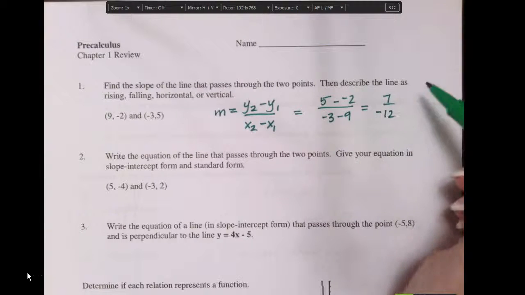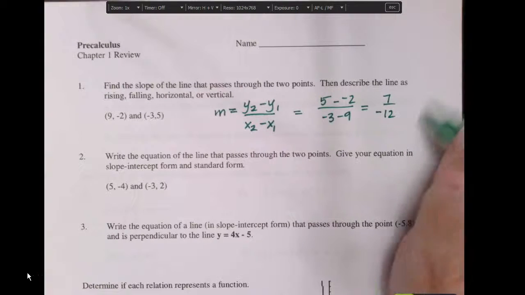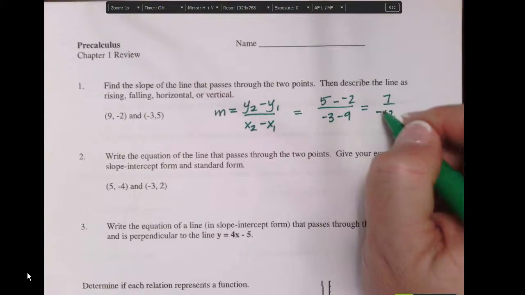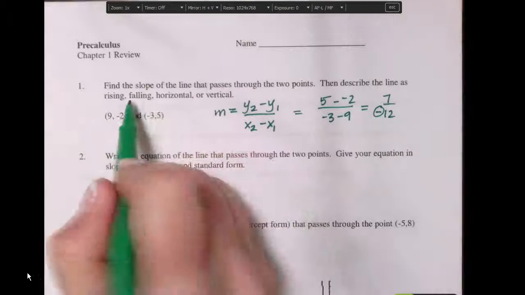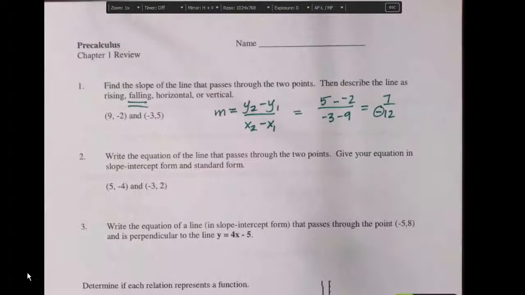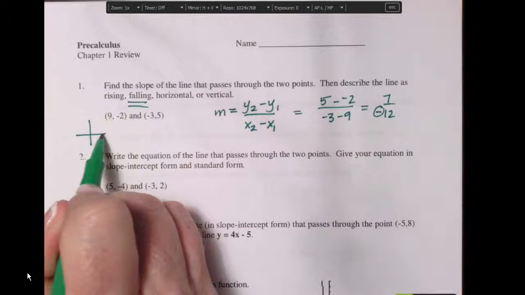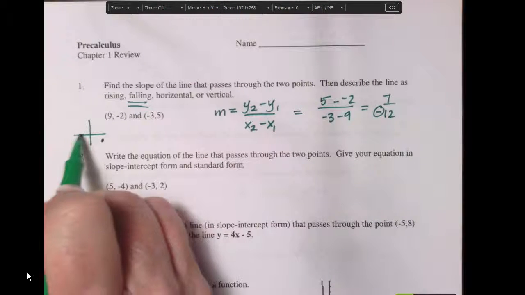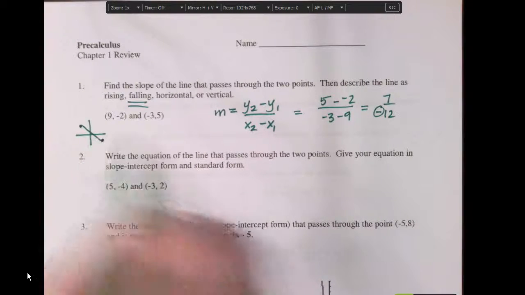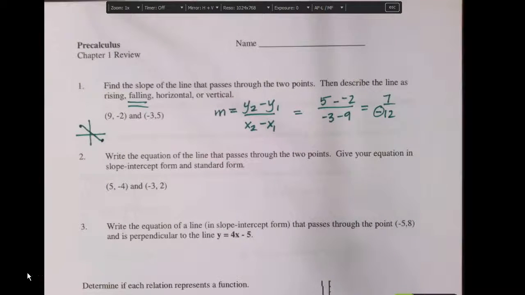Then describe the line as rising, falling, horizontal, or vertical. So with a negative slope, I can automatically say that it's falling. If I was really not sure, I could graph (9, negative 2) and (negative 3, 5), and I can see that it's falling from left to right.